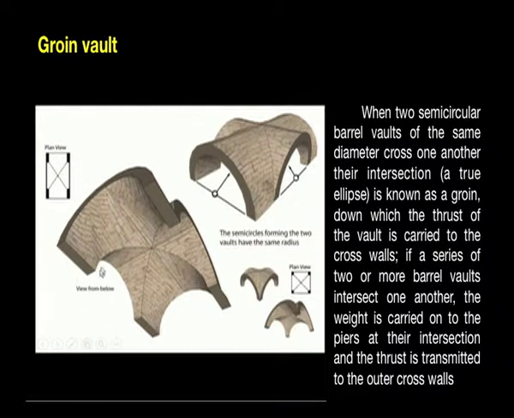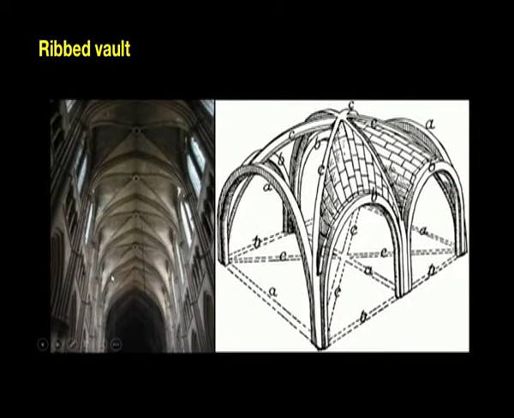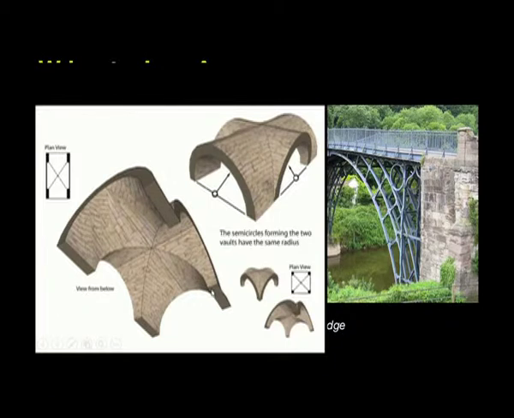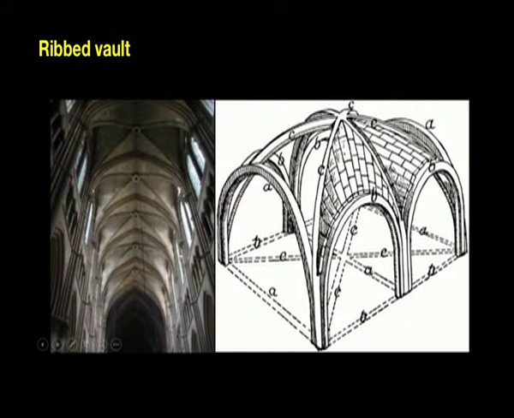If a series of two or more barrel vaults intersect one another, the load which is transferred to the columns or the piers happens at the intersection areas, and the thrust is transmitted to the outer cross walls. Let us move on to a little more complicated vaulting system, which is called the ribbed vault. A ribbed vault system is very similar to a normal groin vault, but the only difference is that wherever you have these joints, they are reinforced by ribs.